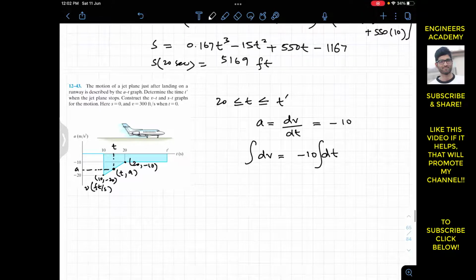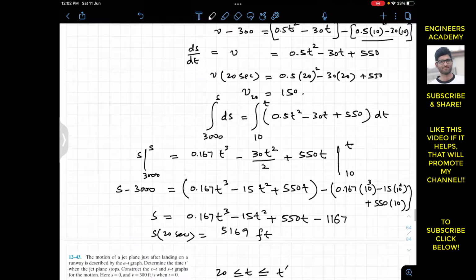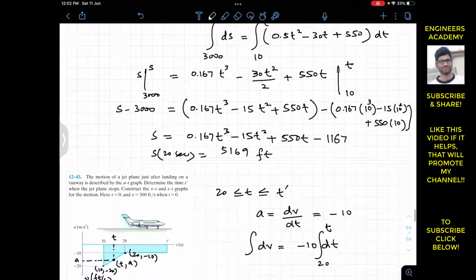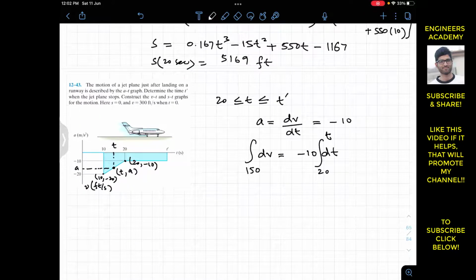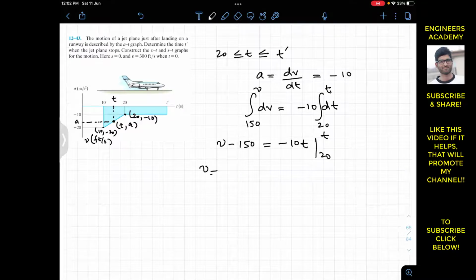Minus 10 is constant. Now we need to integrate this from 20 to t, and this will be from when t equals 20 seconds, velocity is 150 feet per second. So this is from 150 to v. Again, when we integrate, this will cancel out. We will have v minus 150. If I put all those limits, this integration will be minus 10t, and this will be from 20 to t. So now let's put those limits.